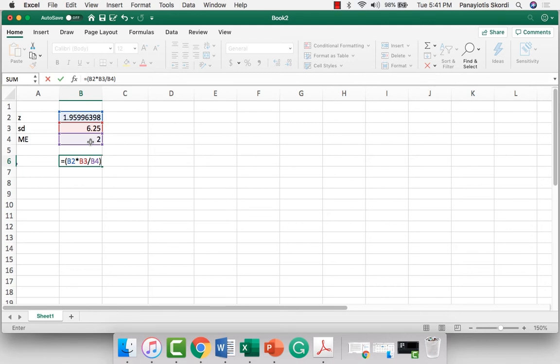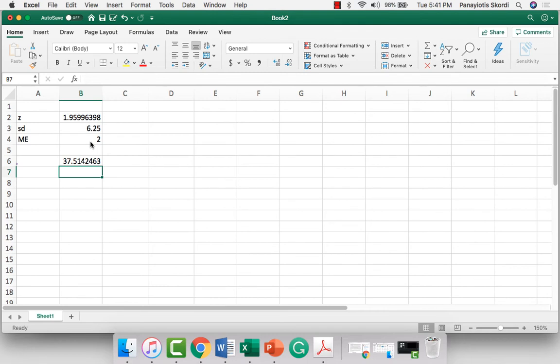So if I press Shift and the 6 key, it gives me that, which is the power key, and I put 2, and that's going to give me the answer, 37.5. So it's saying that we need a sample of 37.5 people, but remember I said we always round up, so our final answer would be 38 people.